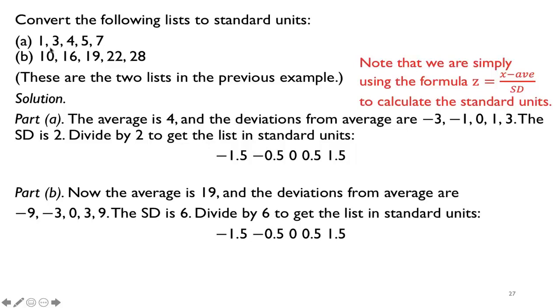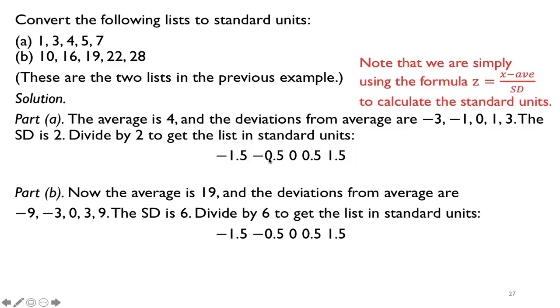For example, 1 is negative 1.5 SD to the left of the average, and that SD was smaller; that SD was 2. 10, however, is actually 6 away from the average. The SD is bigger, since the new SD is 6. So 10 is still only negative 1.5 SD away from the average if my SD is the new 6. Even though 10 seems to be further away from the average than before, it's still only 1.5 SD to the left of the average.